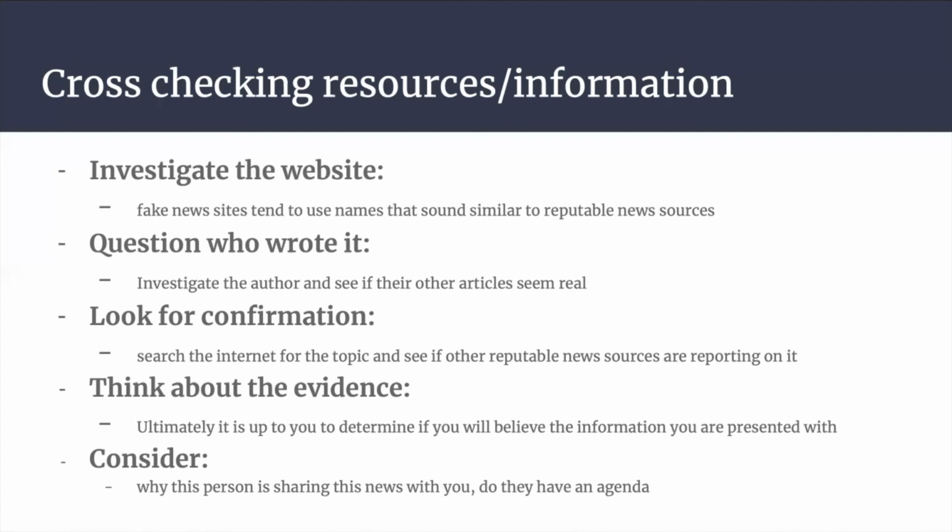Fourth point, thinking about the evidence. This is a little bit more secondary, I guess. It's a little bit more in depth. Read through the article, and if the article does offer evidence to support their claims, then dig into that evidence, kind of get into a second order type of cross-checking. And then fifth, ultimately, you have to consider, why is this article being written? What is the author's agenda, and what are they trying to get you to think?